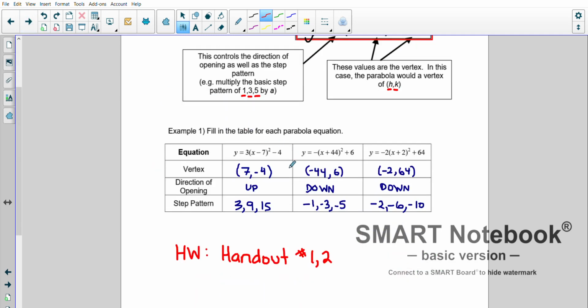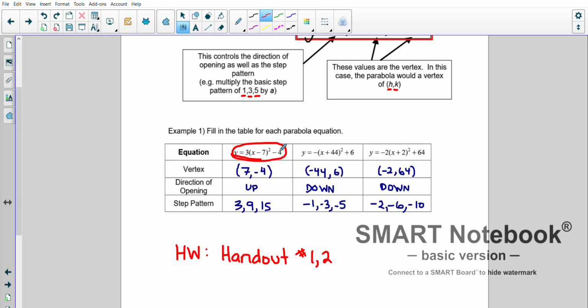So where we want to get with this is to be able to fill out a table like this. And I'm going to go ahead and work through a couple of the homework questions that are blank for you as well. But basically, if you are just given this equation, which might look intimidating to you, y equals 3(x minus 7) squared minus 4.